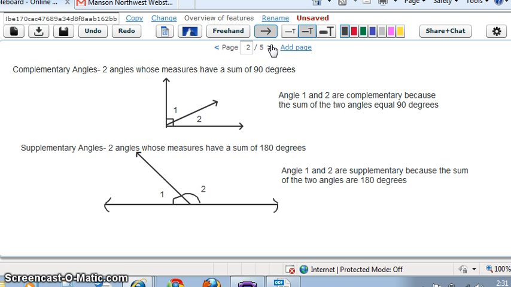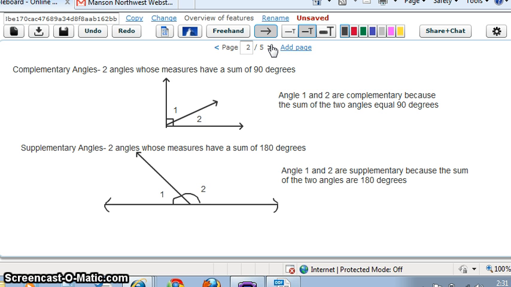Next one is complementary angles. The definition of that is two angles whose measures have a sum of 90 degrees, and the whole thing, angle 1 and angle 2, is 90 degrees. So angle 1 and angle 2 equal 90 degrees, and therefore they're complementary.